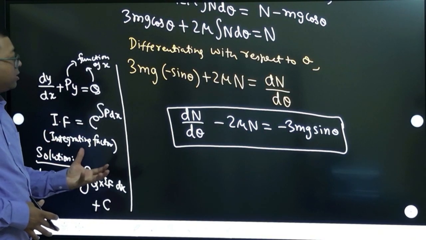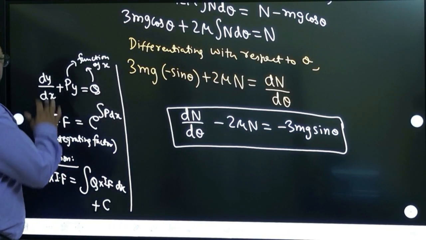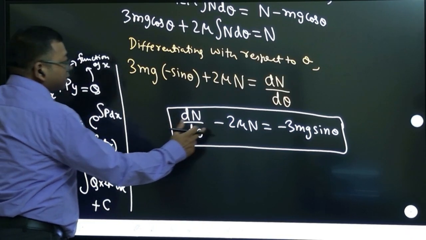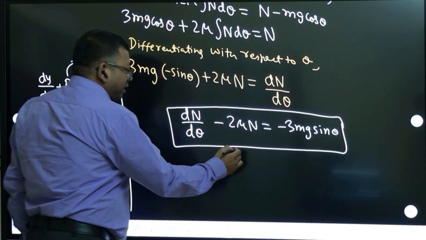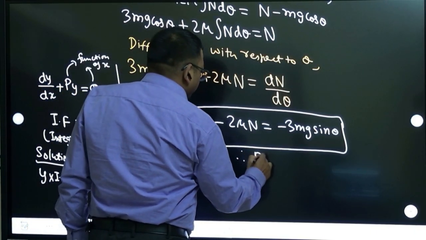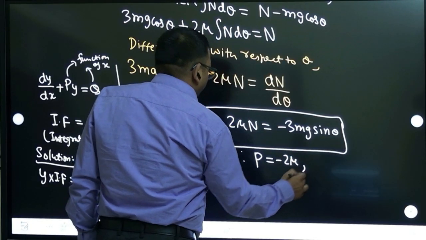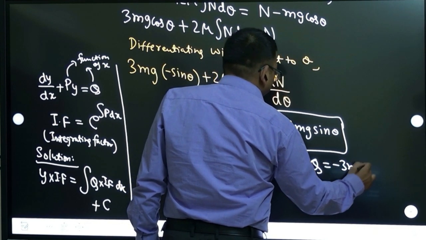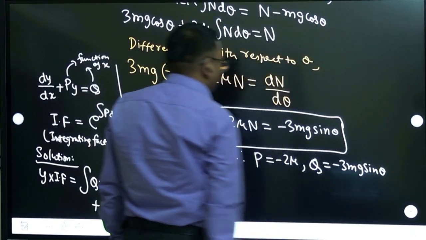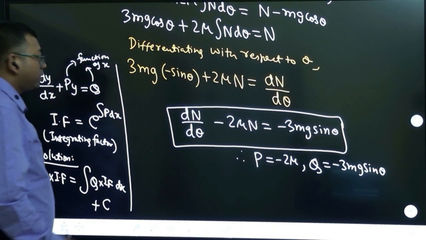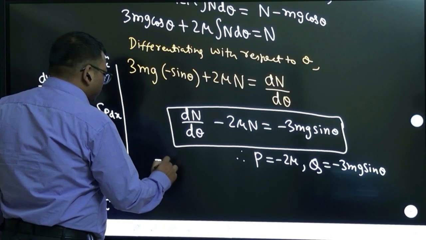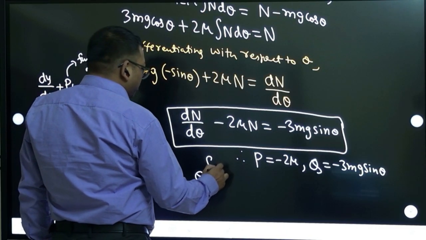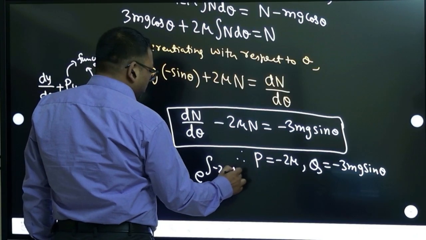So we have to calculate now the integrating factor, because see, dy by dx means here n is the y and theta is like x, and here p is what? Let me write p, comparing with this. So p is minus 2 mu, and q is equal to minus 3 mg sine theta. Okay, that's what it is. P and Q we got. Now let me write the integrating factor. So integrating factor is equal to e power integration of p. P is minus 2 mu and x means d theta here.